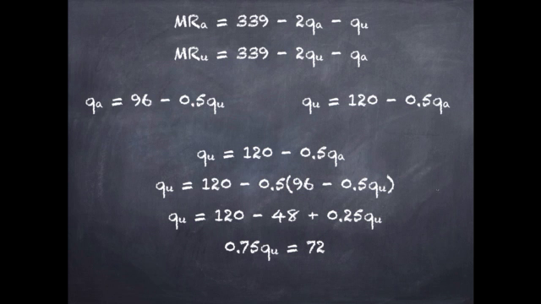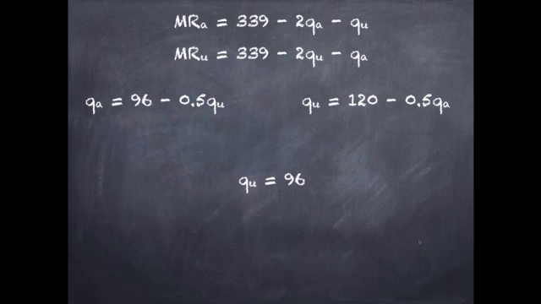Solving further, we subtract 1/4 QU from both sides. Simplifying this, we end up with 3/4 QU is equal to 72. And solving for QU, we get QU is equal to 96.